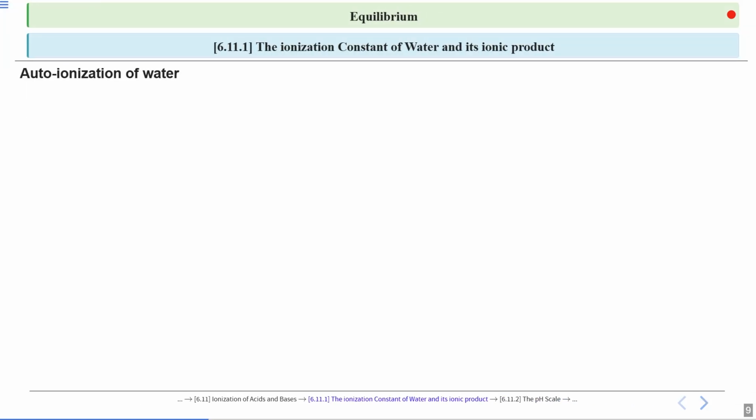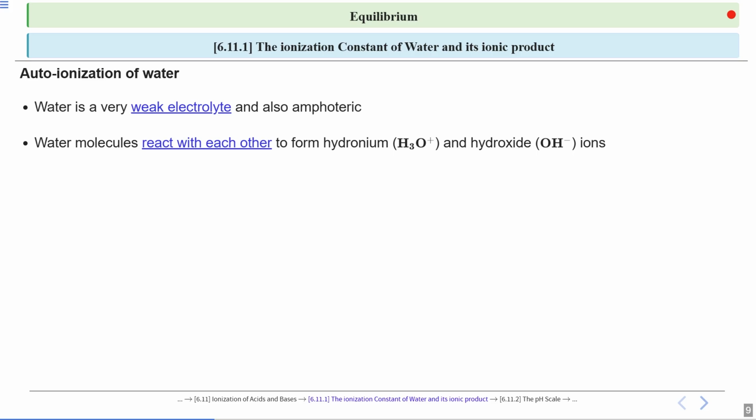Now moving on to the next part, which is auto-ionization of water. This is just a specific case of the ionization of acids and bases. Now we know that water is a very weak electrolyte because it is not completely dissociated in any polar solvent. At the same time, it is amphoteric, meaning it can act both as an acid or a base. So the autoionization of water means your water itself reacts with another molecule of water to form hydronium ion and hydroxide ion. So this is a very unique nature shown by water.